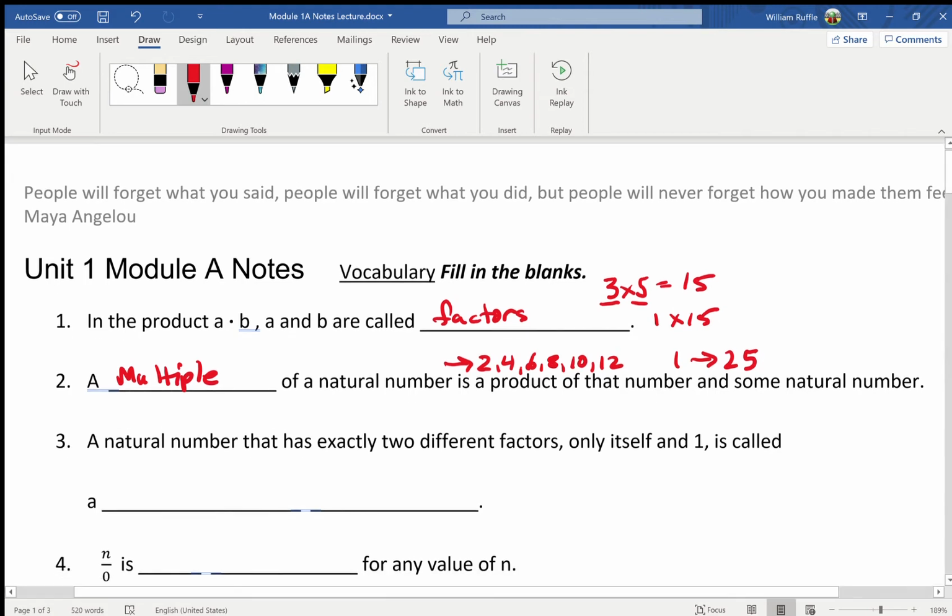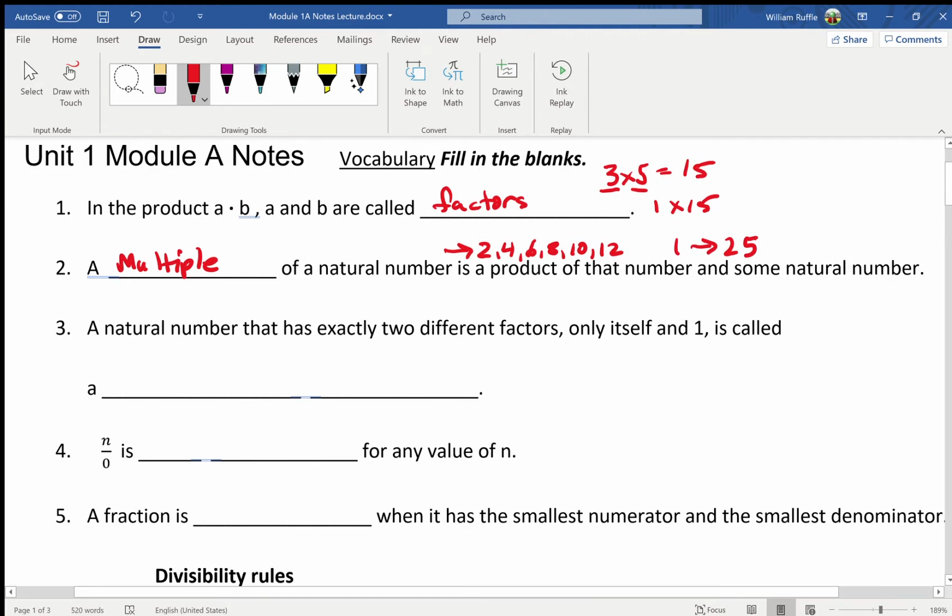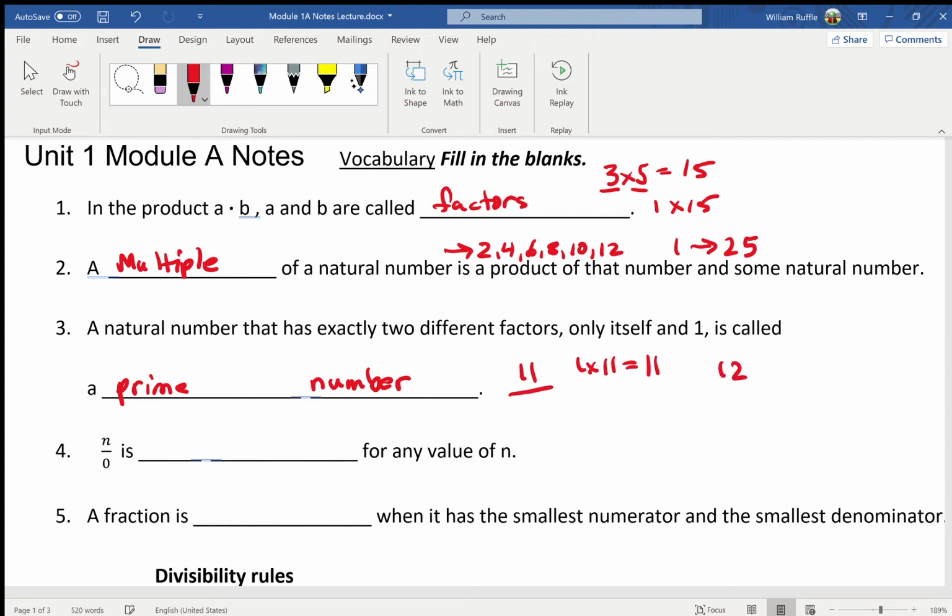A natural number that has exactly 2 different factors, only itself and 1, is called a prime number. They will ask you to identify prime numbers. Like 11: only 1 times 11 is 11, so 11 is a prime. Now 12: 1 times 12 is 12, but also 3 times 4, so that means it is not a prime, and they call that a composite number. We'll talk about that again in a little bit. They ask you to identify these things.